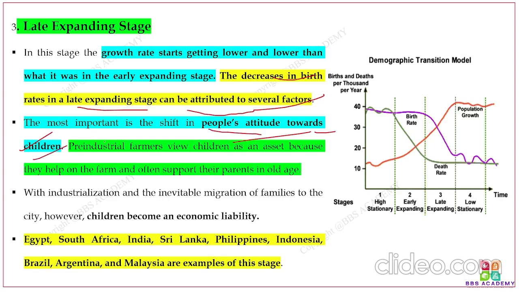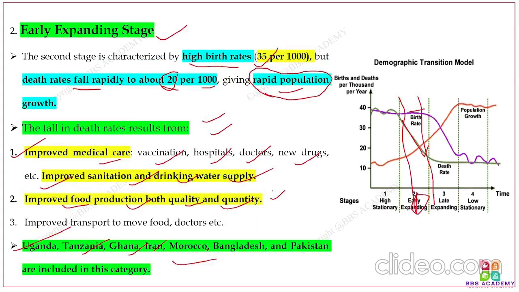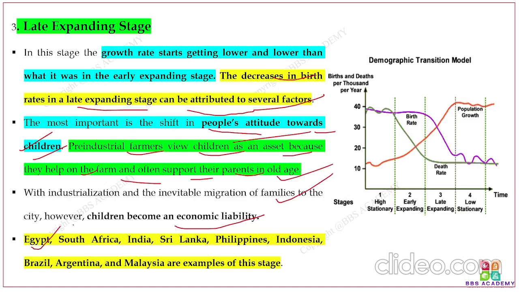In the pre-industrial period, farmers view children as an asset of the family because they help on the farm and can support their parents in old age. But in the industrialized sector, children become an economic liability, not a family asset. The birth rate is declining and the death rate is also low in this stage. Examples are Egypt, South Africa, India, Sri Lanka, Philippines, and Indonesia, which are examples of the late expanding stage.